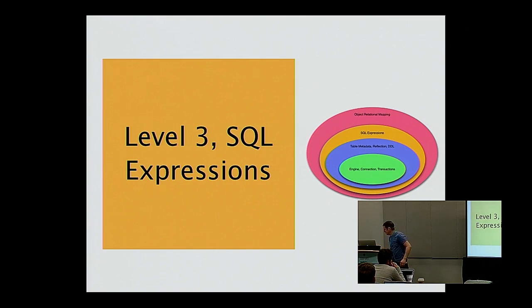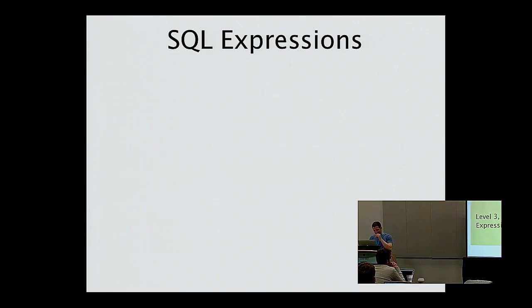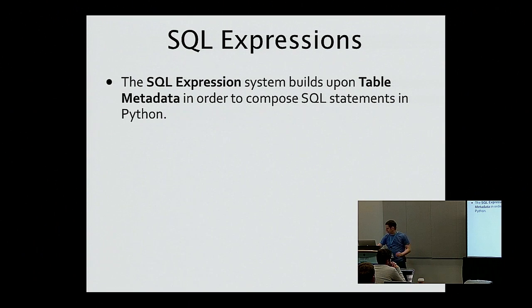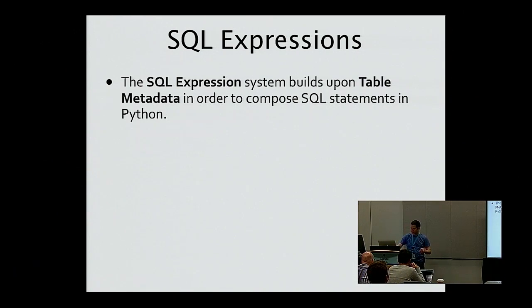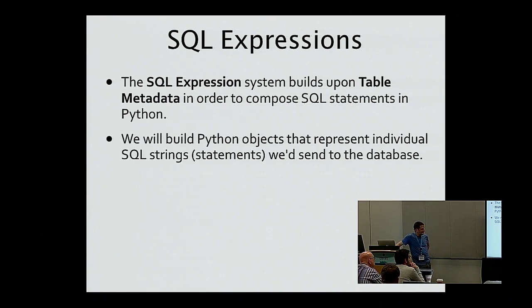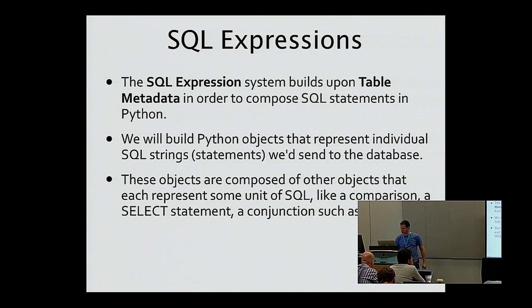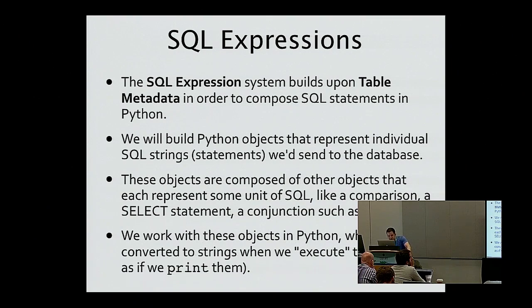SQL expressions. All right. SQL expressions. The SQL expression system builds upon table metadata in order to compose SQL statements in Python. We will build Python objects that represent individual SQL strings that we send to the database. These objects are composed of other objects that each represent some unit of SQL, like a comparison or select statement, conjunctions like and or. We can work with these objects in Python, and then when we execute them, also when we print them, turn them into strings, they become SQL strings.